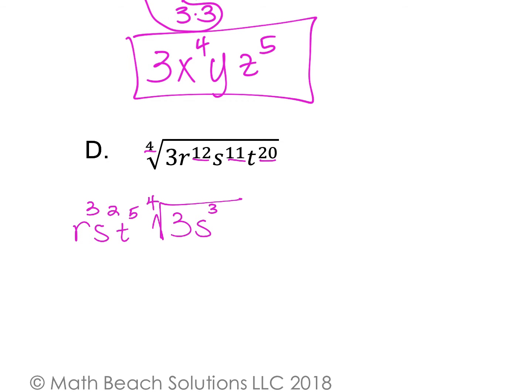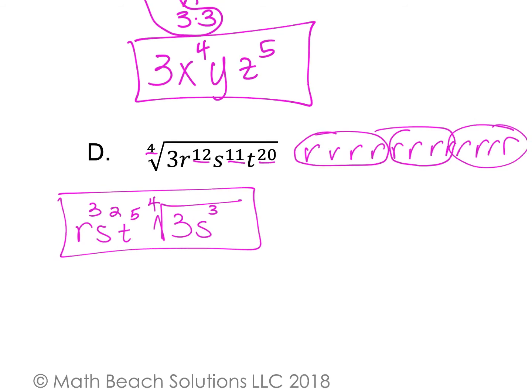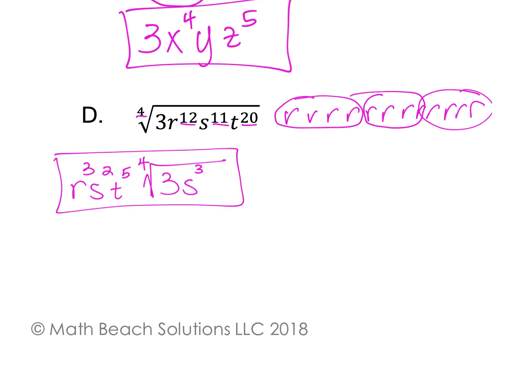So again, if it confuses you, the way that I'm doing it by dividing it, write them all out. There's 12 r's. You're grouping 4 of them together. It's perfect. There's 3 of them. Keep going. You can do your s's, you can do your t's. So if that works for you, then write it all out. Okay? All right, let's move on.